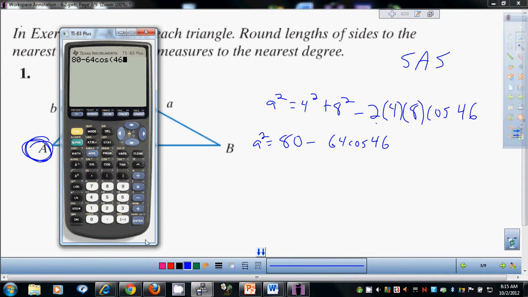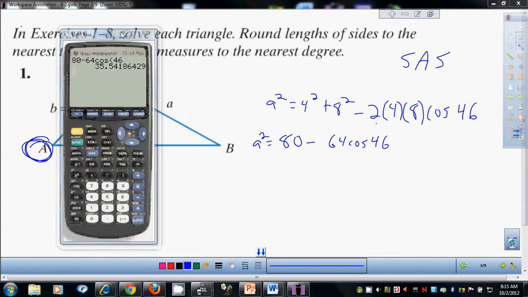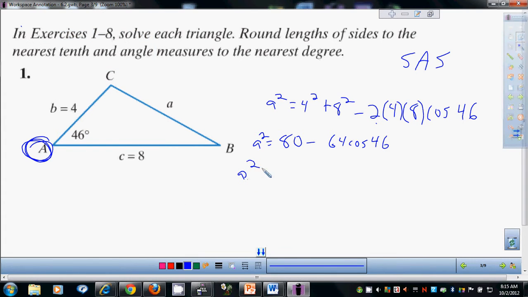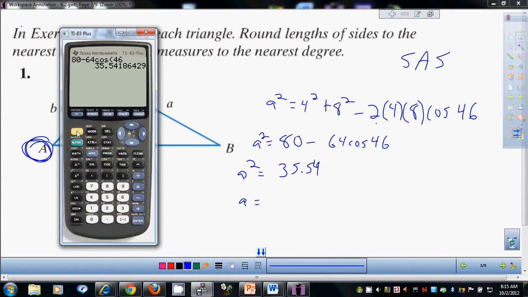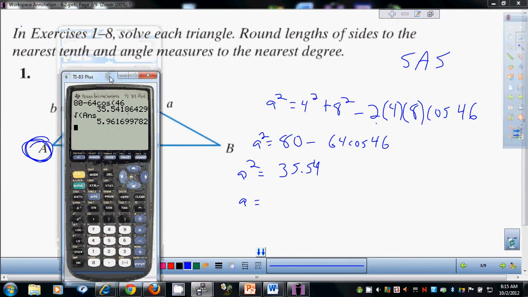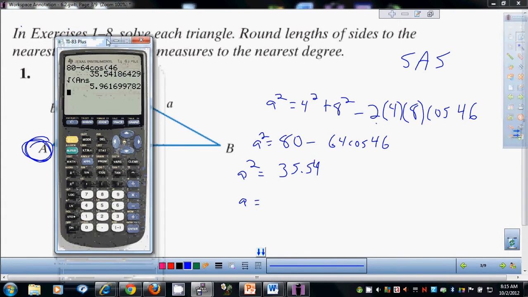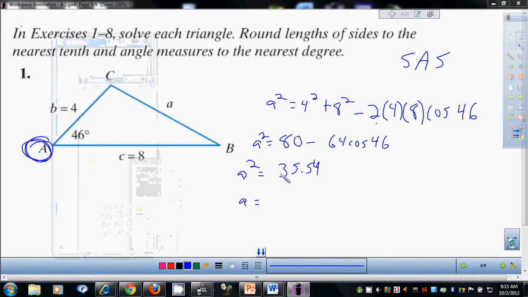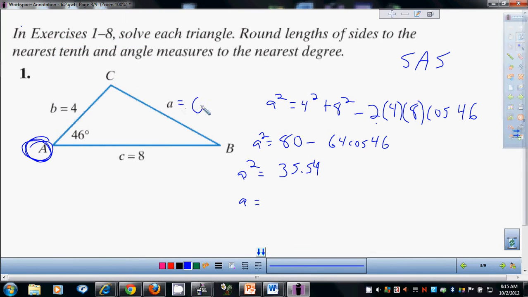All right, so anyway, punch this in, bang. 35.54 is a squared. Not a, it's a squared. How do I find a? Square root. That'll be like 5.9-ish. And it says to the nearest tenth. So I guess that would just be 6.